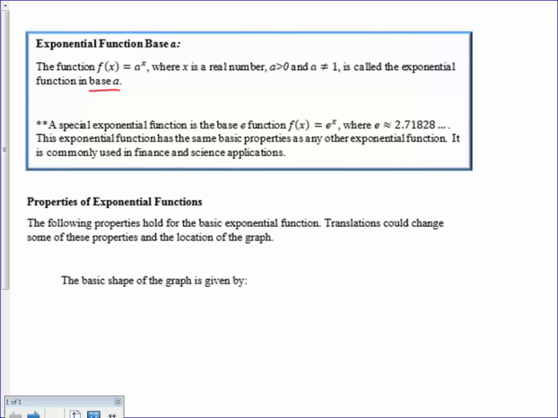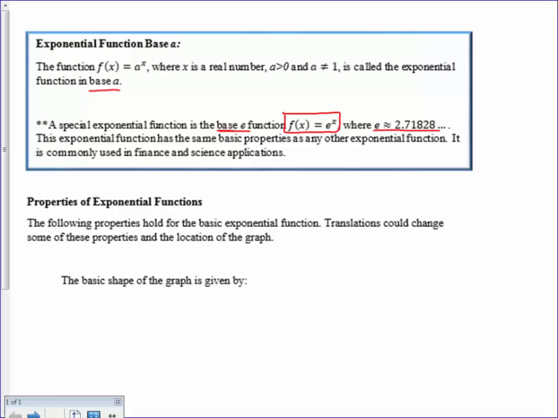There are a couple of special exponential functions that you need to know. One of them is what we call the base e function. E is actually an irrational number. It's approximately 2.71828, and like I said, it's irrational, so it doesn't repeat and does not terminate, and that base function would look like this.